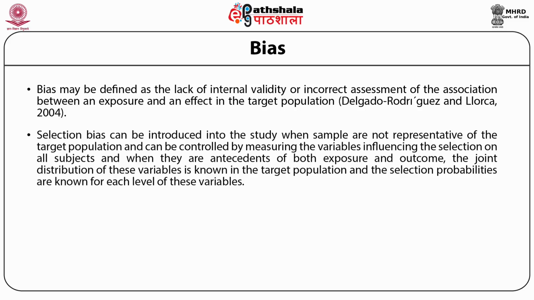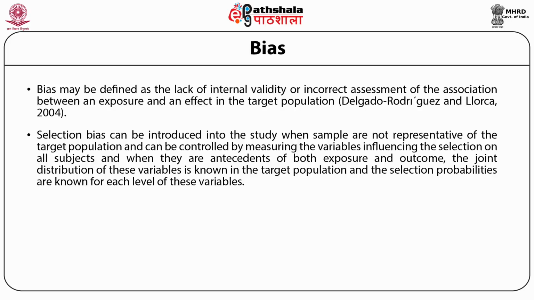Selection bias can be introduced into the study when samples are not representative of the target population and can be controlled by measuring the variables influencing the selection on all subjects, when they are antecedents of both exposure and outcome. The joint distribution of these variables is known in the target population, and the selection probabilities are known for each level of these variables. This bias can be introduced anytime in the study.